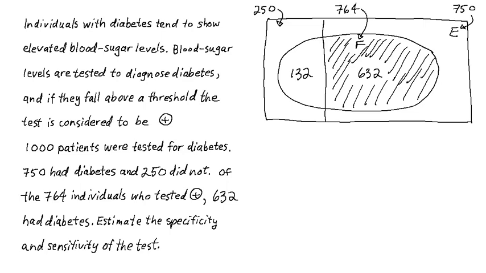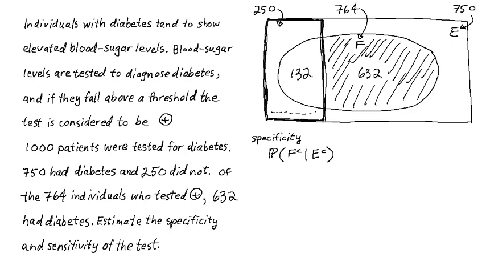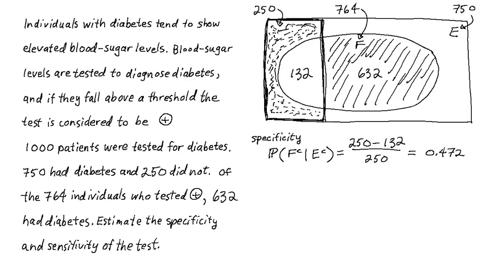With the information conveniently summarized, we can now establish the specificity of the test by estimating the probability of F complement given E complement. We focus our attention over here, and we note that the count total in this stippled area is 250 minus 132. We divide this difference by the 250 patients found in the now highlighted bit of the rectangle to get a specificity of 0.472. Note that the specificity is 1 minus the type 1 error rate, calculated here.